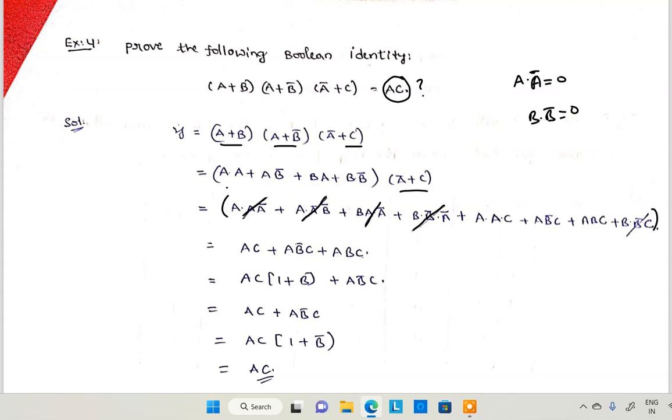Next, b into b bar is equal to 0. What are the left things? A into a, b, c. That means a, b, c, a, b bar, c. So a into a is equal to a into c. So remaining things you can directly write it here.